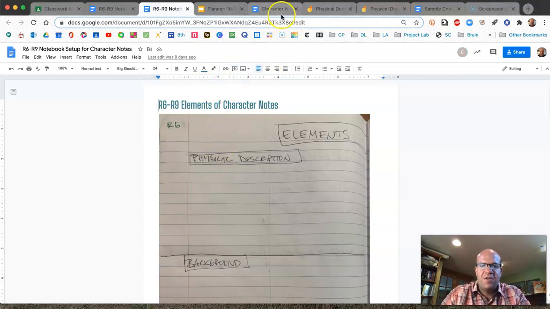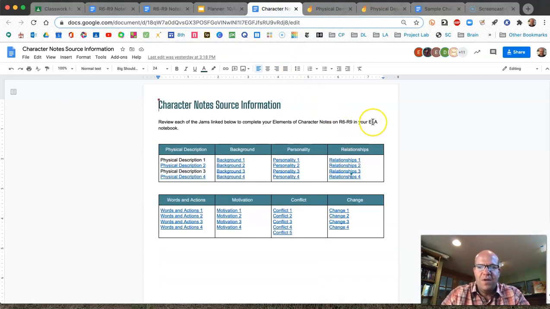But the most important document that you want to open that's in Google Classroom is this one. So it is Character Notes Source Information. And on here, there is a link to every jam that students created during the Character Collaboration Project. So your task is, in your notebook, you want to record a working definition of each element, plus a number of working questions.